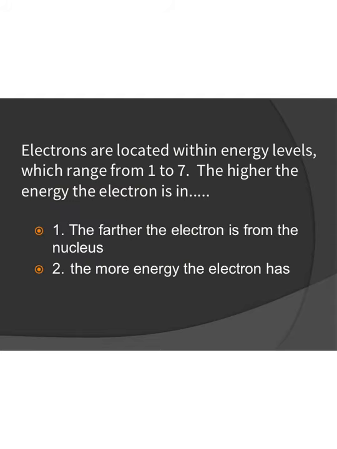Electrons are located within energy levels which range from 1 to 7. The higher the energy level the electron is in, the further away the electron is from the nucleus. Very important for you to remember: the further away the electron is from the nucleus, the more energy the electron has.